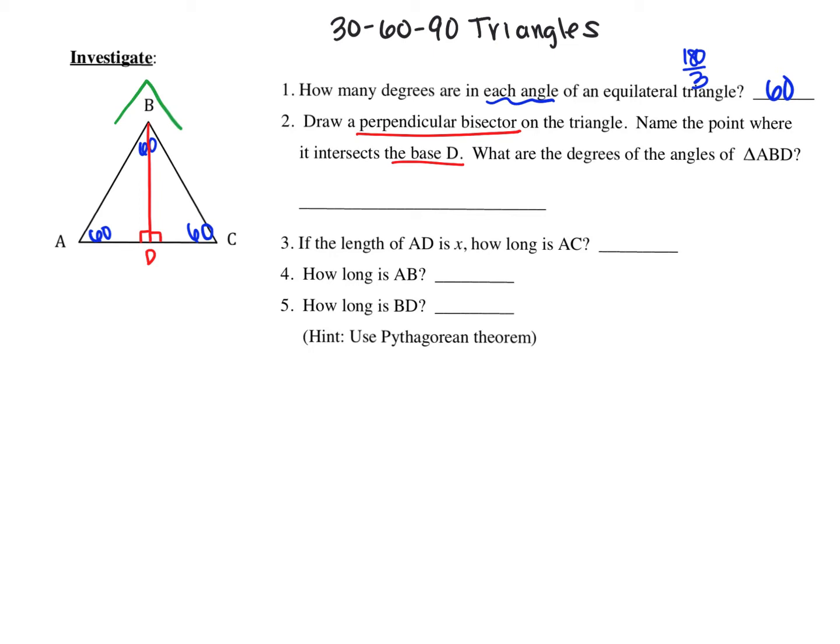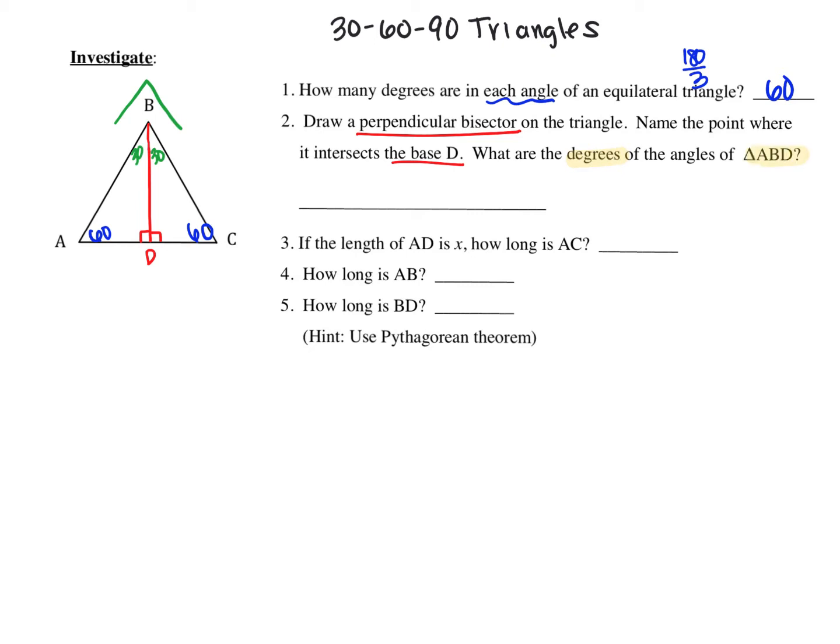But if it's being bisected, that means that 60 is now going to be 30. So angle ABD is 30, and so is CBD. That's also 30. So now we're going to find the degrees of the angles of triangle ABD.